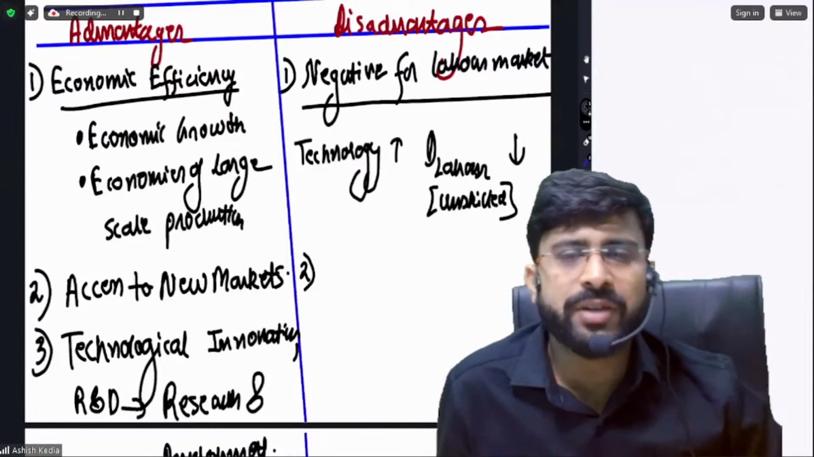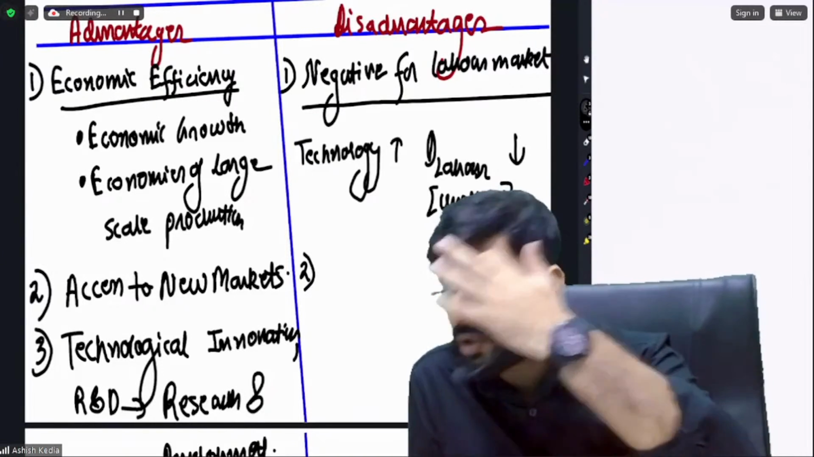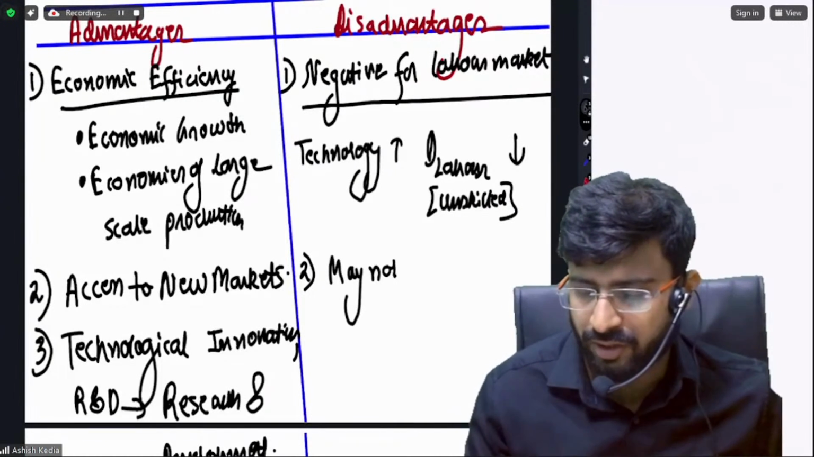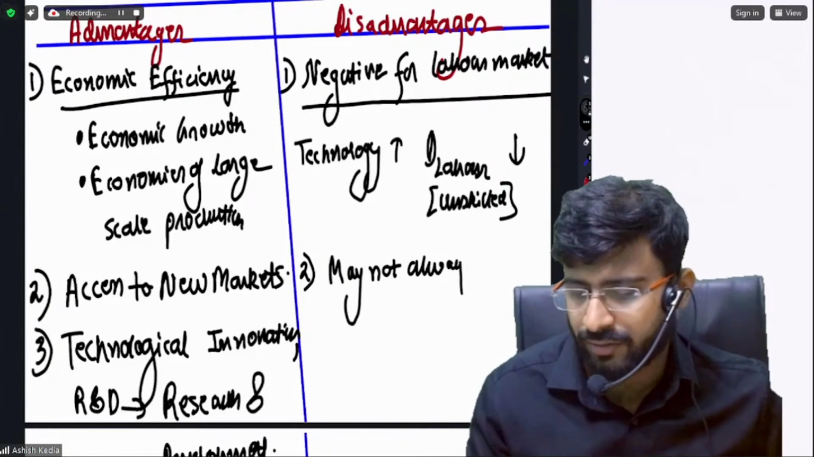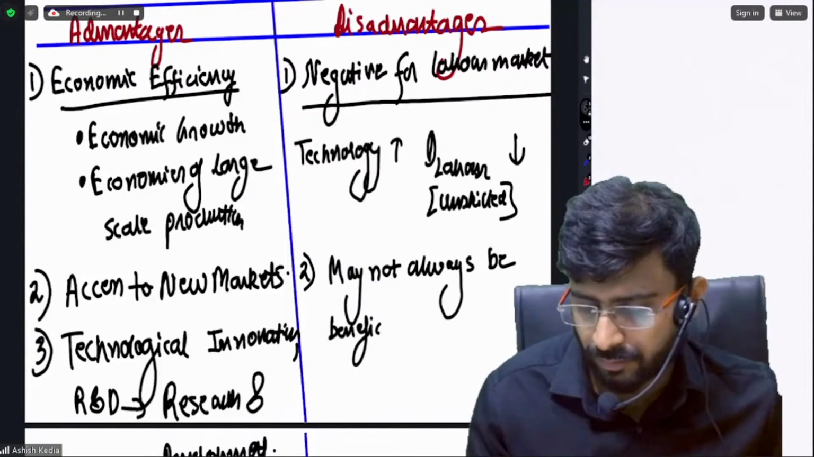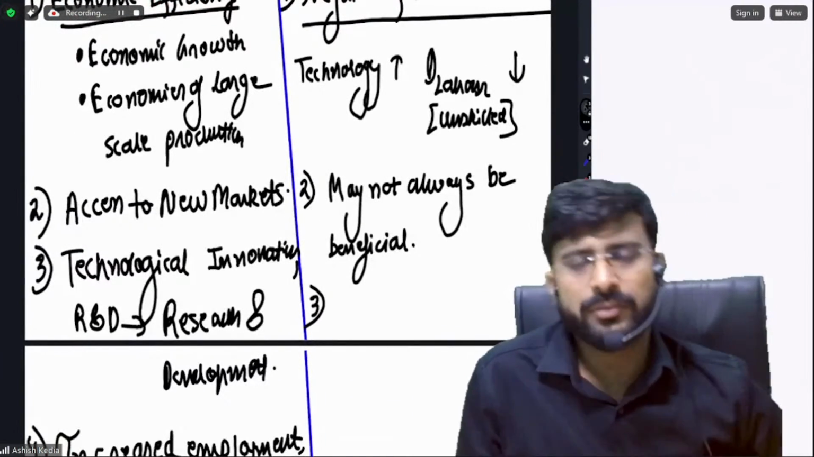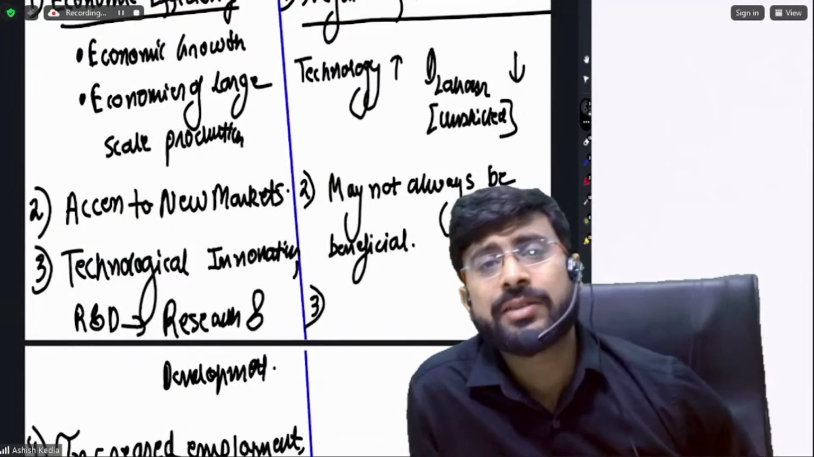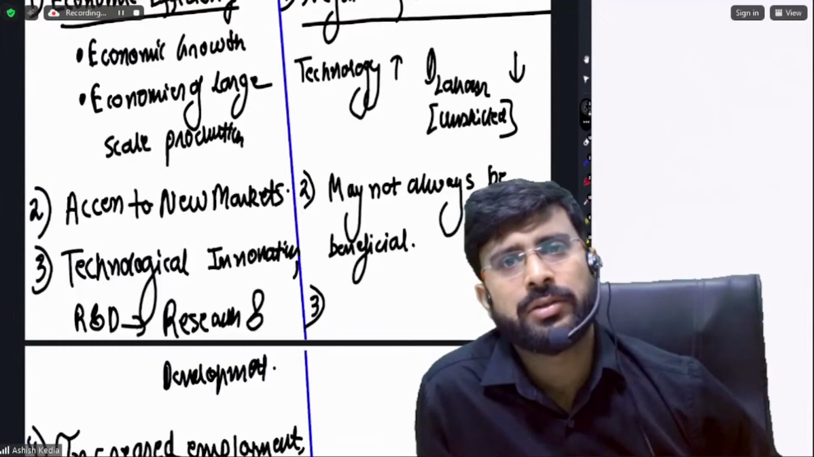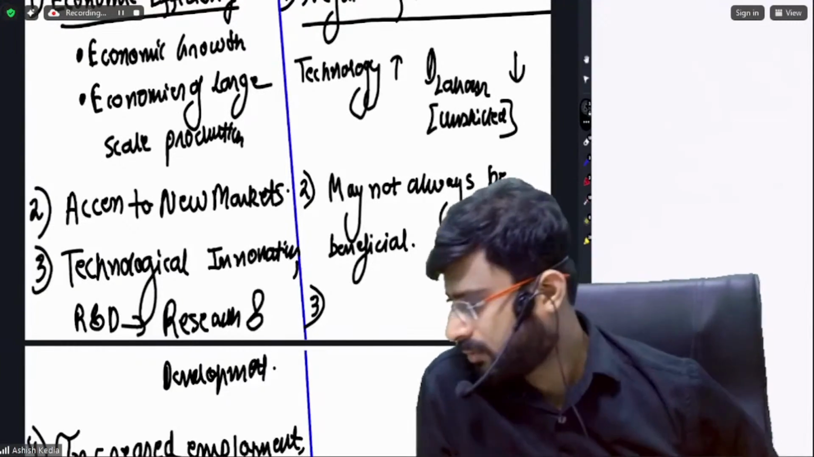Exactly my point. It's not beneficial. Just because trade is taking place, it is not always the case that all the countries are benefited. International trade may not always be beneficial.